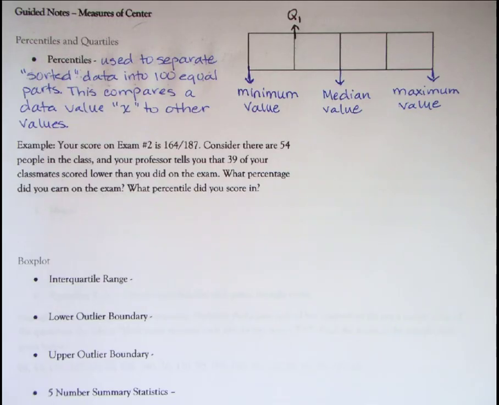This is considered the first quartile, or Q sub 1. This Q sub 1 value represents the bottom 25% of the data. Again, that means that 25% of our data values fall in this area.